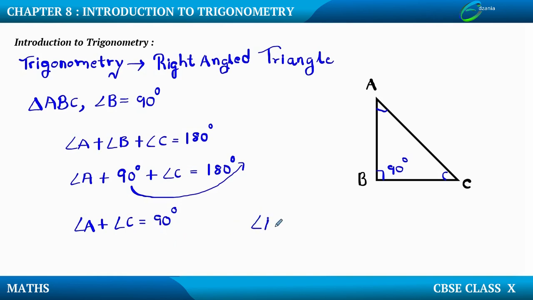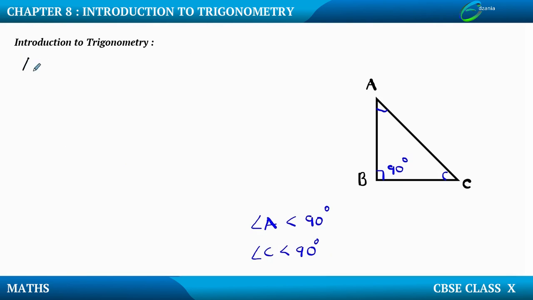That is, we can say angle A is less than 90 degree, as well as angle C is less than 90 degree. So A and C both are less than 90 degree. That means A and C both are acute angles. And such acute angles are denoted by a notation like theta. This is called as theta. Spell it like this, theta.